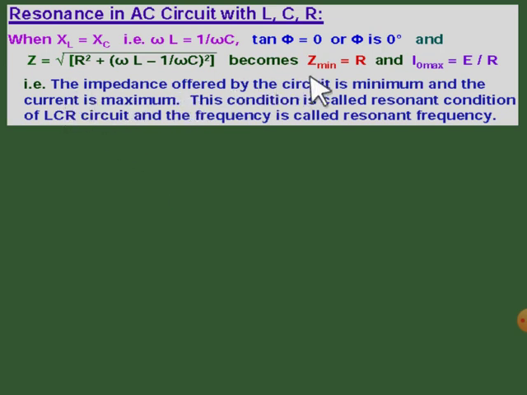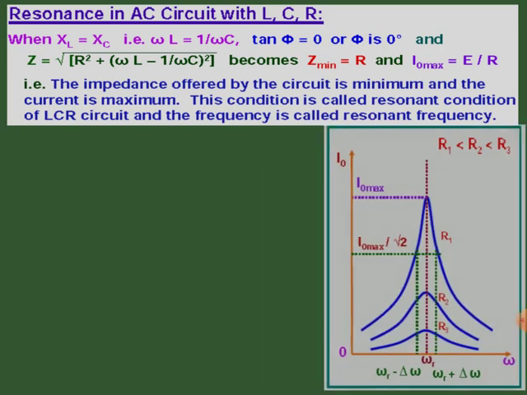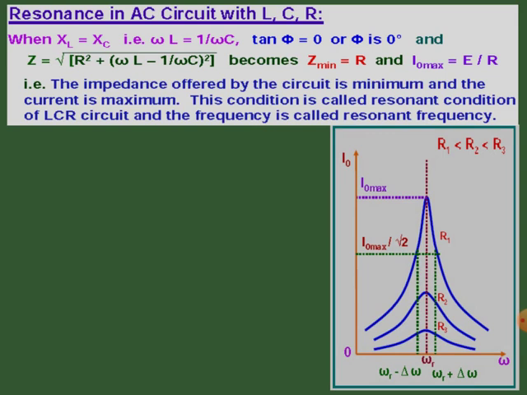The impedance offered by the circuit is minimum and the current is maximum. Okay, if the opposition is minimum, naturally the current flowing through it will be maximum. This condition is called the resonant condition of the LCR circuit, and the frequency is called the resonant frequency.